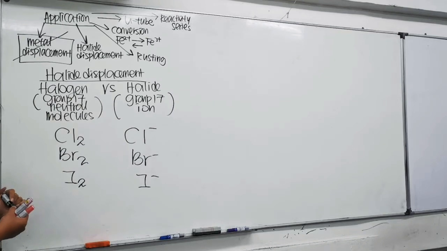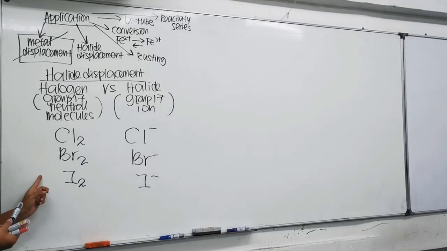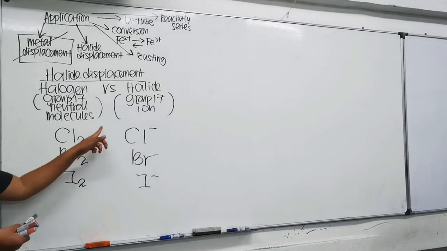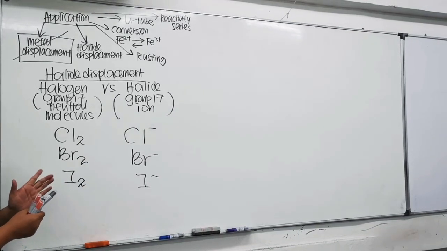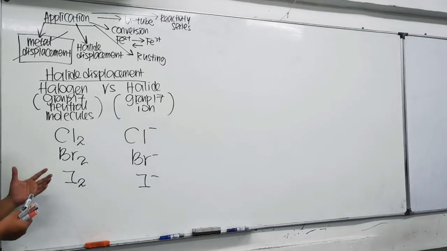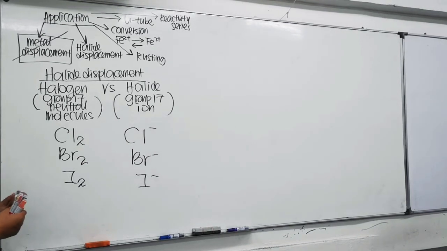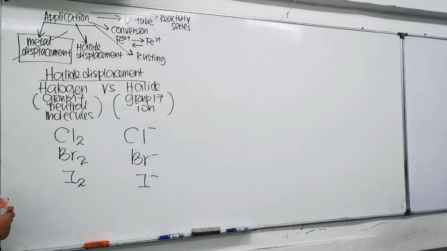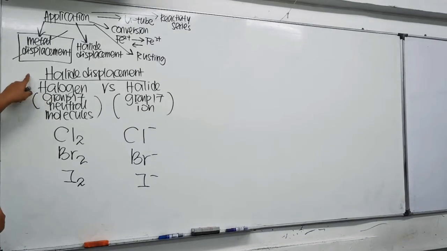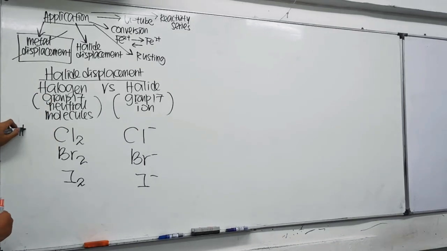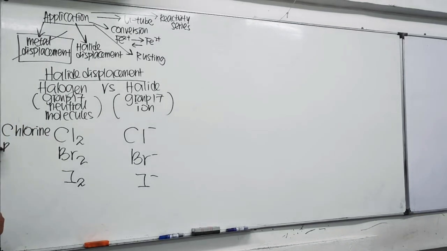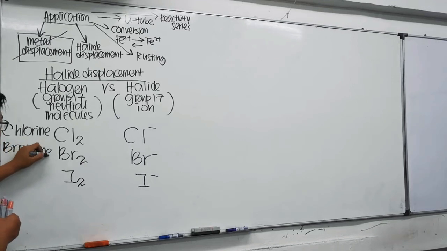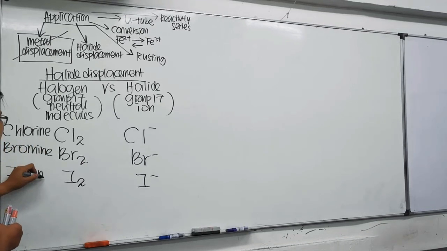Please be careful. If you come from group 17 and you don't have charge, I call you halogen. If you come from group 17 and you have charge, I call you halide. Are you okay with that? Please make sure all of you are able to distinguish halogen and halide. Now come to the names. A lot of people also name them wrongly. When neutral, Cl2 is called chlorine, Br2 is called bromine, and I2 is called iodine.